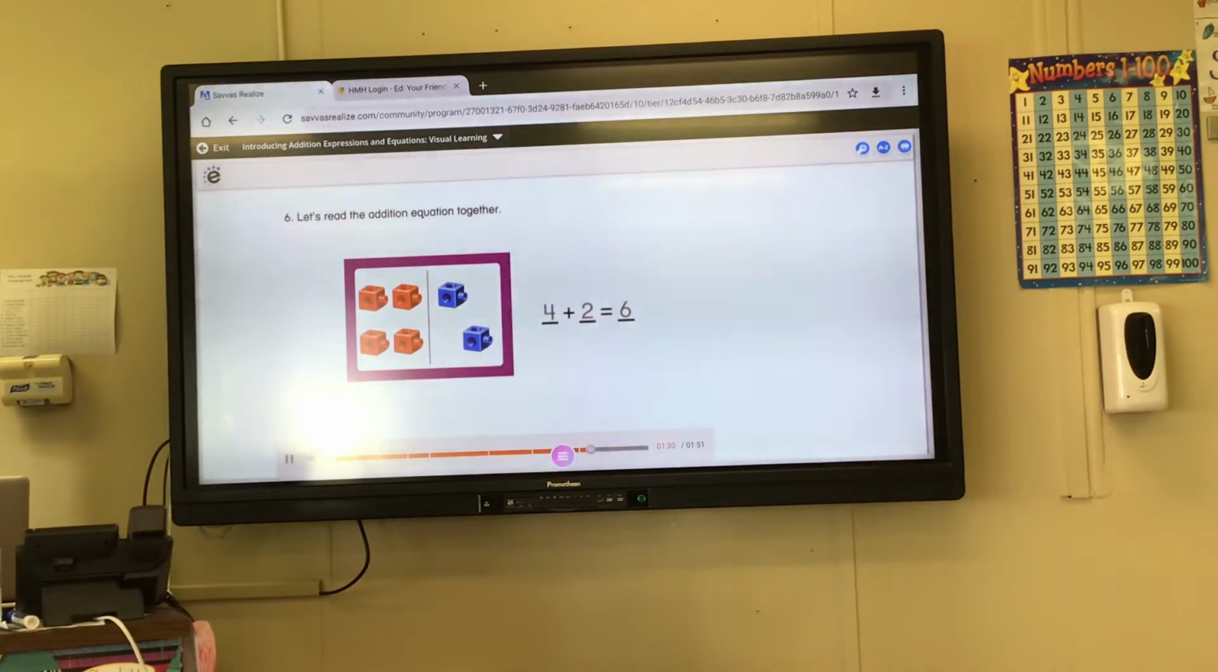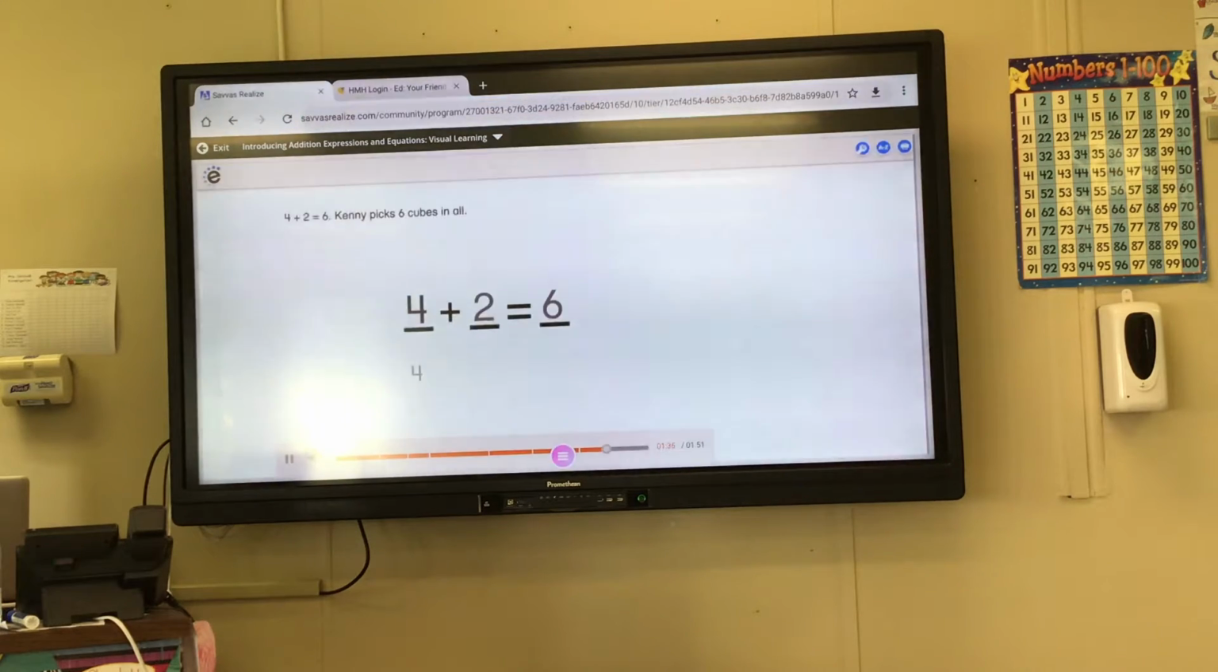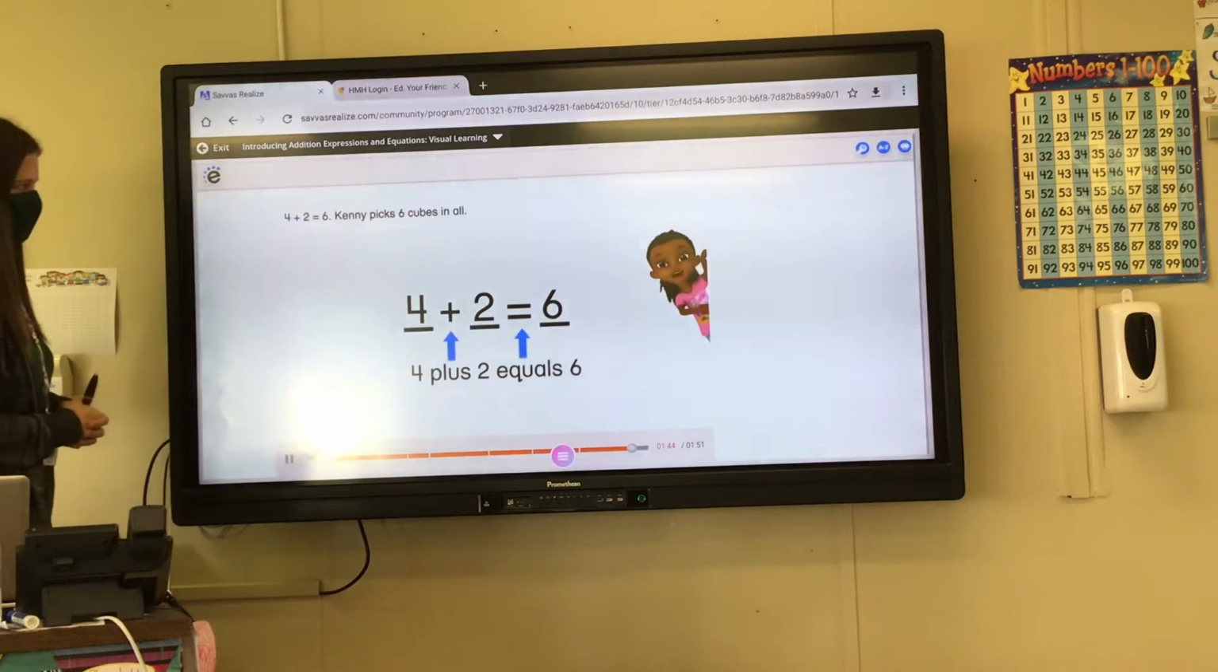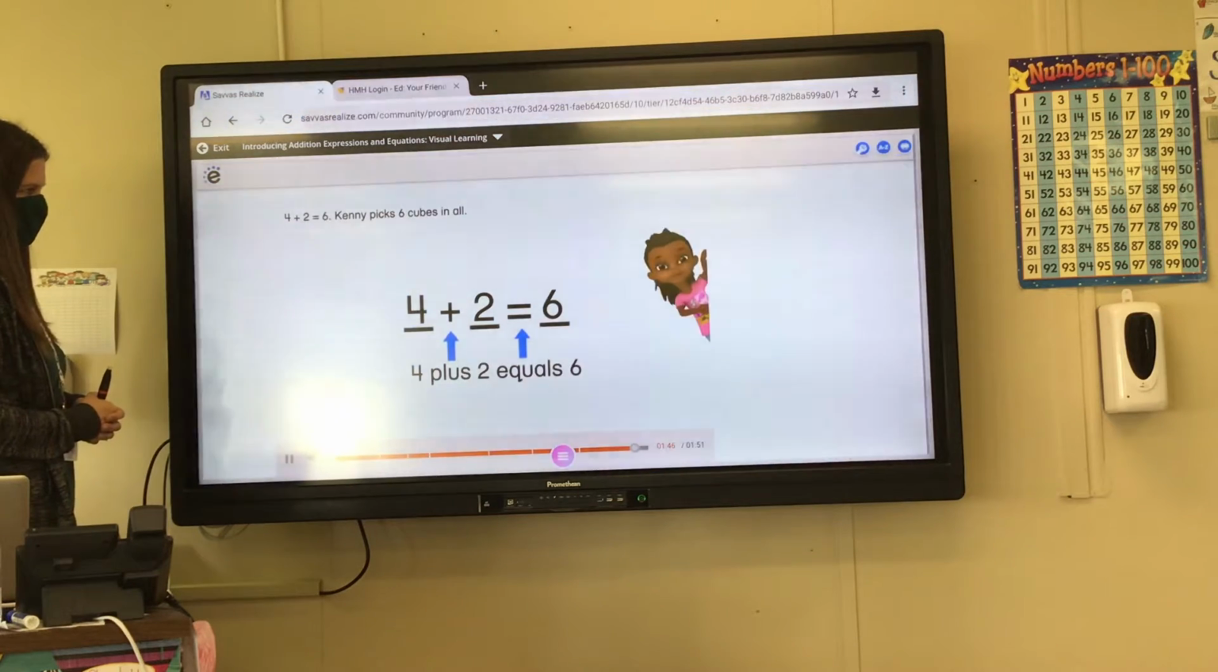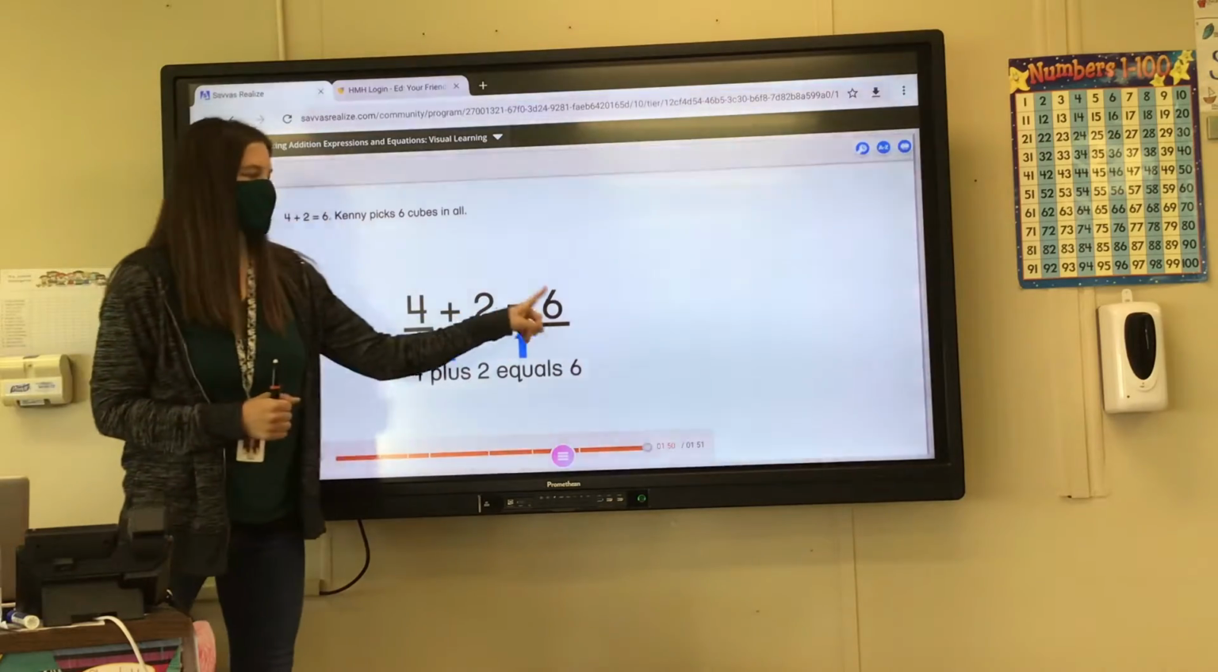Let's read the addition equation together. 4 plus 2 equals 6. Kenny picked 6 cubes in all. So 4 plus 2 equals 6.